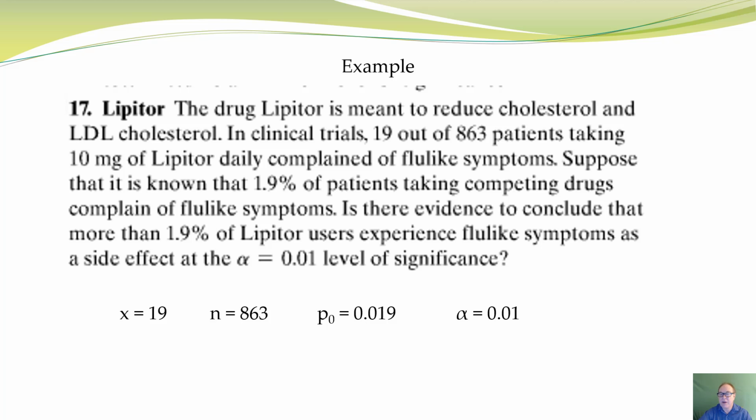Next, you need to understand what you're testing. So we need the null hypothesis and alternate hypothesis. The null hypothesis would be you let P equal the 1.9%, or P equals 0.019. The alternate is, what are we trying to prove here? That more than 1.9%. More than means greater than. So we're trying to prove that P is greater than 0.019. So this information is needed before you use StatCrunch.